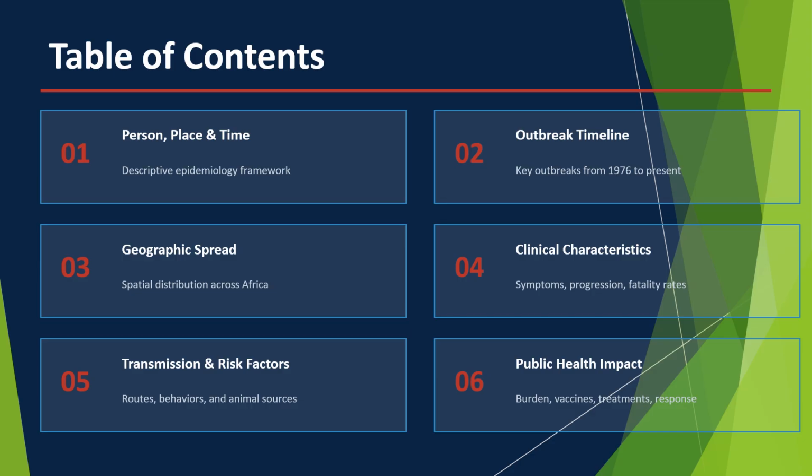Here's an overview of what we'll cover today. We'll move through the person, place, and time framework, then look at the outbreak timeline and geographic spread through charts and tables. From there, we'll dive into the clinical characteristics of the disease and how it spreads, and then close with public health impact, a summary, and also true and false questions. Each section is grounded in peer-reviewed sources and public health data.